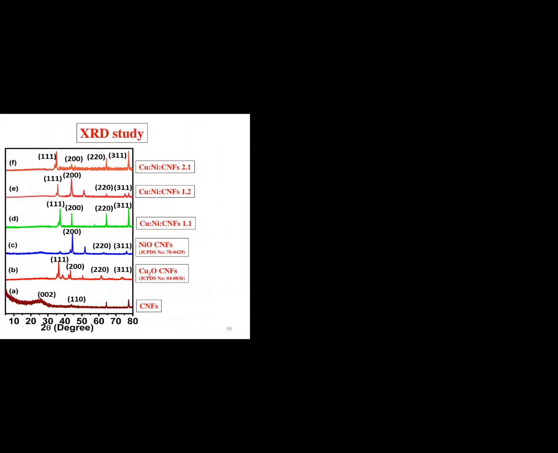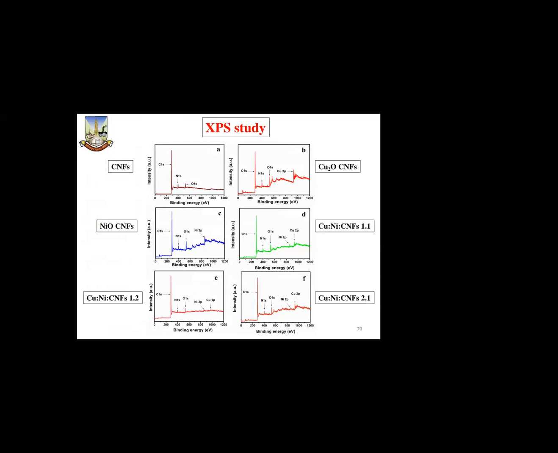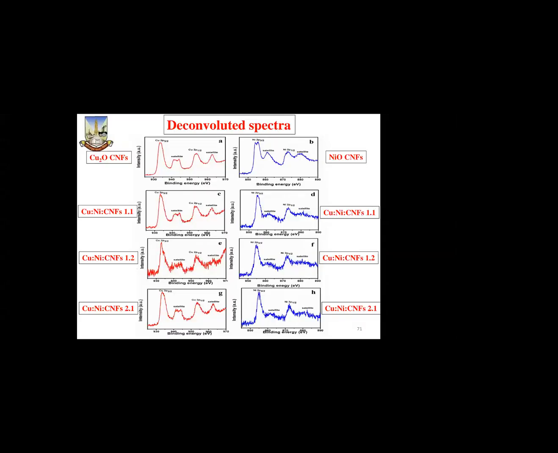This is the XPS study, for carbon nanofiber and nickel carbon nanofiber. This XPS study, with the deconvoluted spectra, shows the formation of the respective ratios of copper nickel carbon nanofiber: 2:1, 1:1, 1:2. These are the deconvoluted spectra. We have separated them out from the convoluted spectra to the deconvoluted spectra.